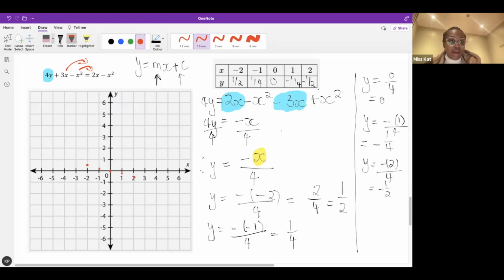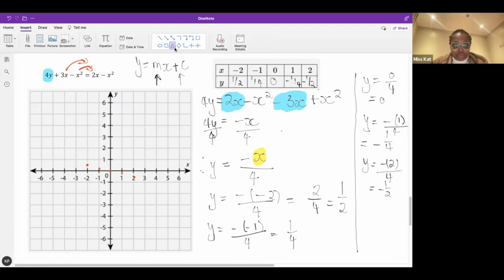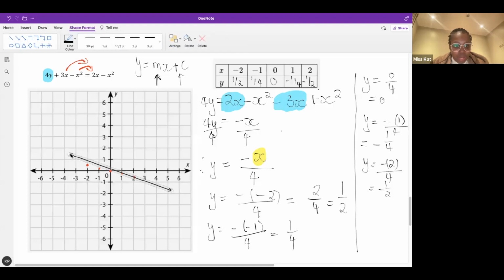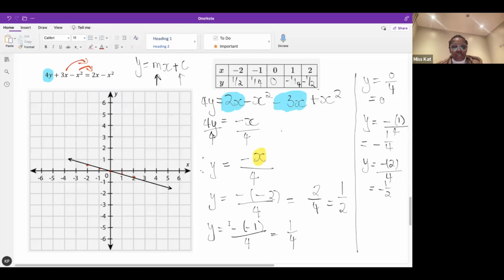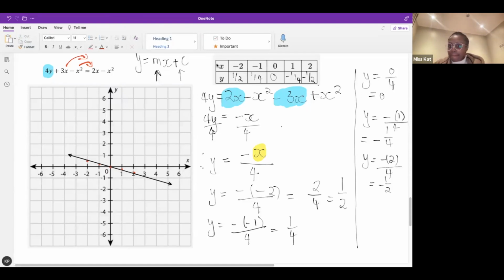This is a very not steep graph. Okay, insert. Let's draw a line. If I can draw a line, that would have been fabulous. Okay, one of my points is off, but it's about there. There we go. Okay, do we have questions? Yes, Taban.